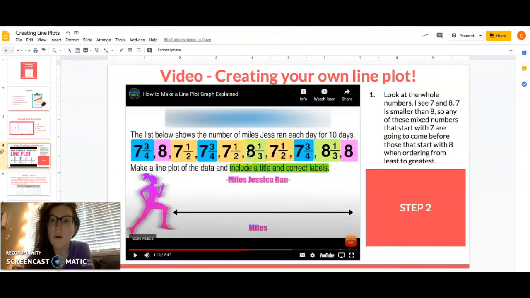Okay, so the first thing that I need to do is look at the whole numbers. So 7, 8, 7, 7, 7, 8, 7, 7, 8, 8. 7 is smaller than 8. So any of the mixed numbers that start with a 7 are going to come before those that start with an 8 when I'm ordering from least to greatest.